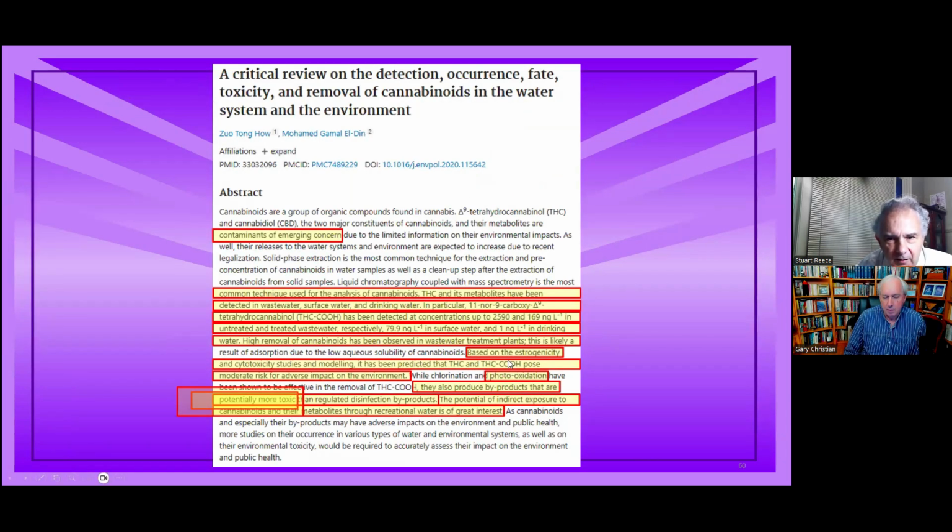And this is the comment that the photooxidation of THC and its breakdown products and the other cannabinoids are potentially more toxic than regulated disinfection byproducts. And the potential indirect exposure to cannabinoids and their metabolites through recreational water is of great interest and great concern. Based on the estrogenicity and cytotoxicity studies and modelling, it has been predicted that THC and THC-COOH pose moderate risk for adverse impact on the environment.